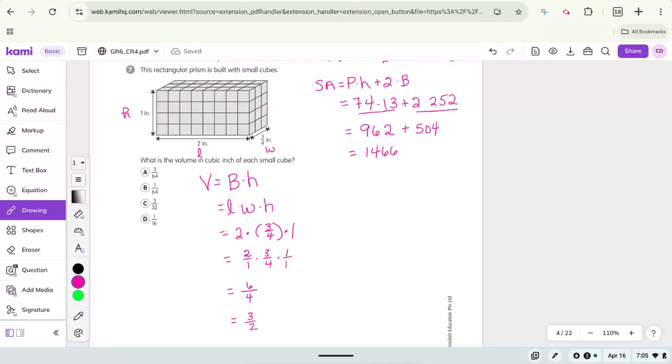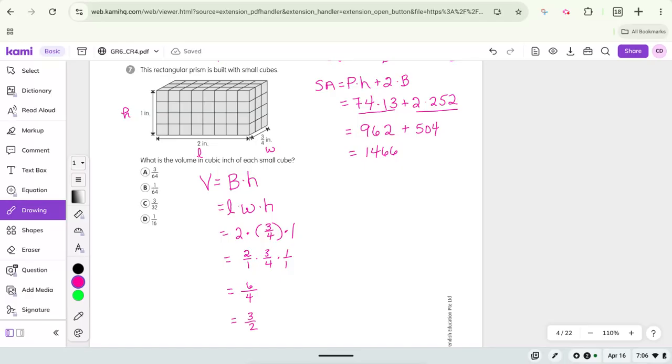Now I have found the volume of this entire rectangular prism, but my task is to find the volume of each little cube, so just one cube. So my strategy is I'm going to count how many cubes there are, and then I will divide the total volume by the number of cubes, and that should tell me the volume of one cube.